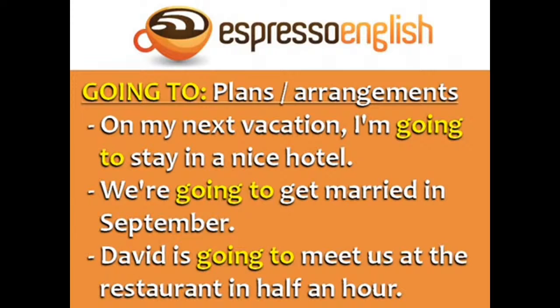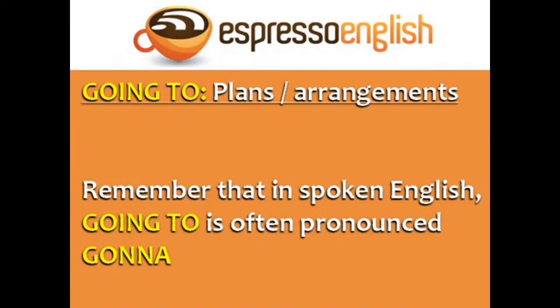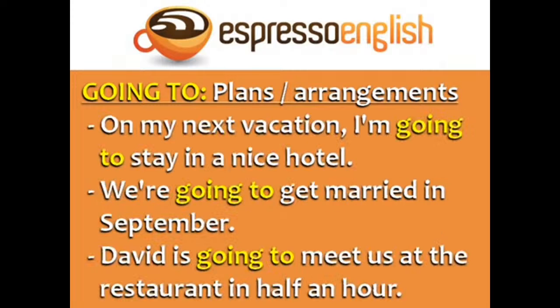On my next vacation, I'm going to stay in a nice hotel. We're going to get married in September. David is going to meet us at the restaurant in half an hour. Remember that in spoken English, going to is often pronounced gonna, so these sentences would be pronounced, on my next vacation, I'm gonna stay in a nice hotel. We're gonna get married in September. David is gonna meet us at the restaurant in half an hour.